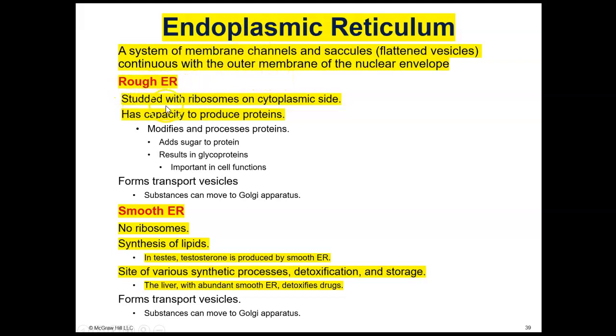The rough ER is studded with ribosomes and has the capacity to produce proteins. The smooth ER does not have ribosomes, and it's involved in the synthesis of lipids. And here's something that I highlighted again because I saw it on the quiz questions. In the testes of male animals, testosterone is produced by smooth ER. So the testes would have a larger amount of smooth ER than maybe some other areas of the body.